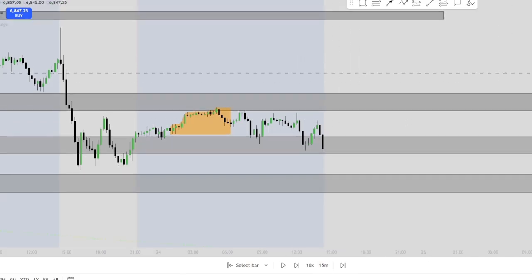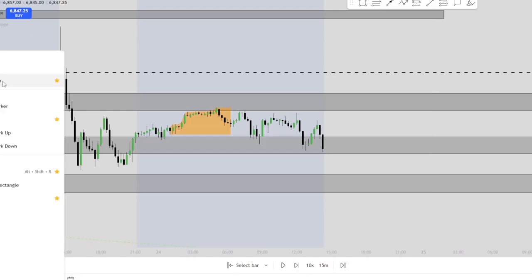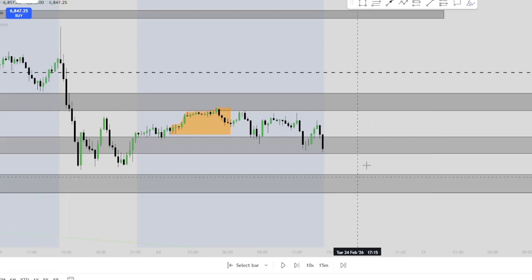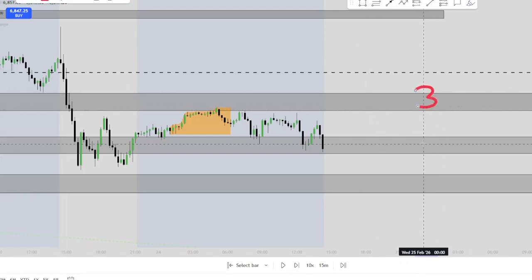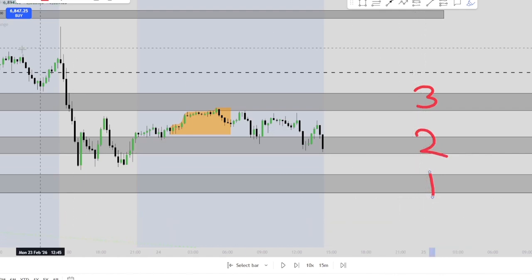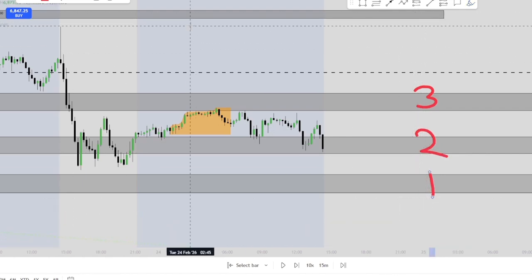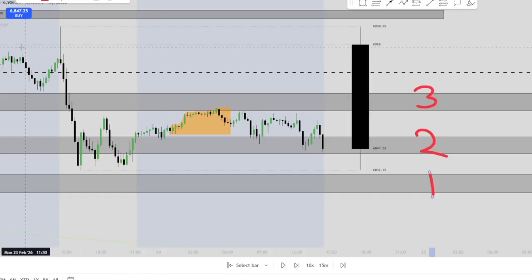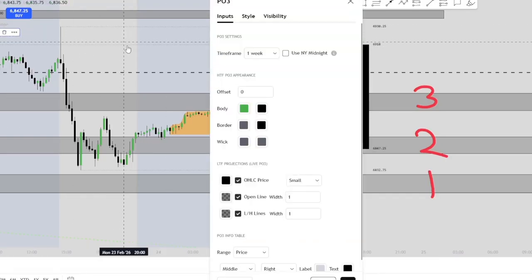So these are my 3 levels, and so I have 3 key levels marked out before the market even opens. So I've got key level 3, 2, and 1, and so the game plan is pretty simple. Going into the pre-market session, what is it that I'm anticipating? There's a few things I look for before the market even opens. Let's break it down. So the first thing is I have my power of 3 tool just for reference.